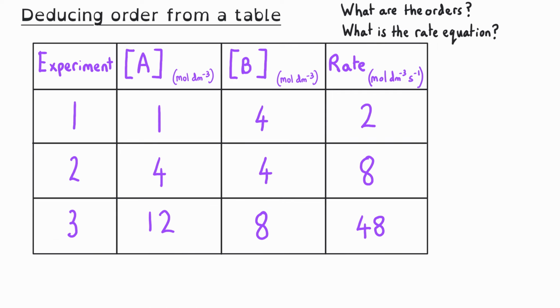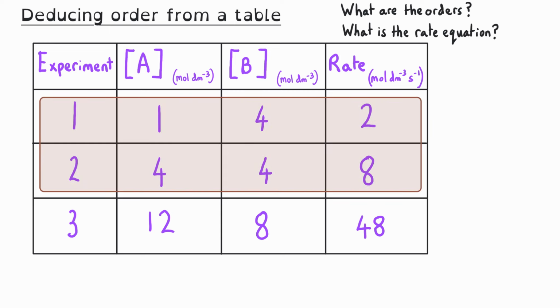In this table, we're shown 3 repeated experiments for the reaction between chemical A and B and different rates of reaction each time. And we need to work out what the order is with respect to A and B, and therefore what the rate equation is. First of all, let's take a look at experiments 1 and 2.